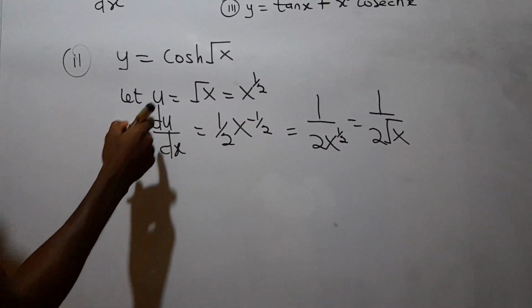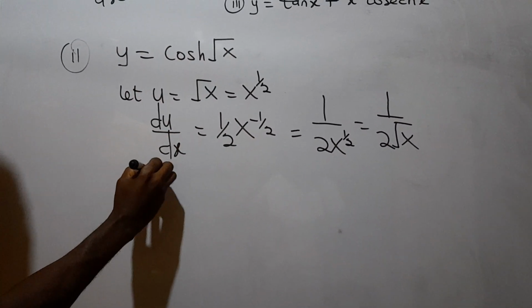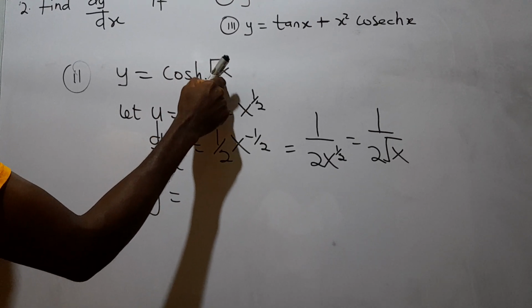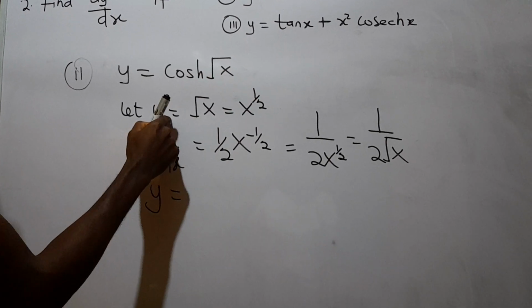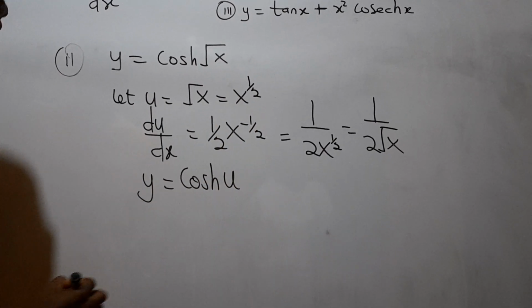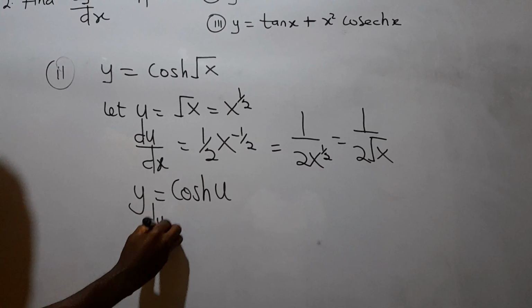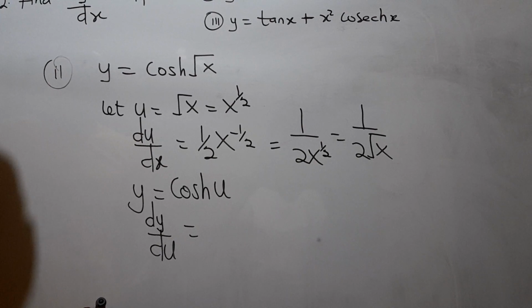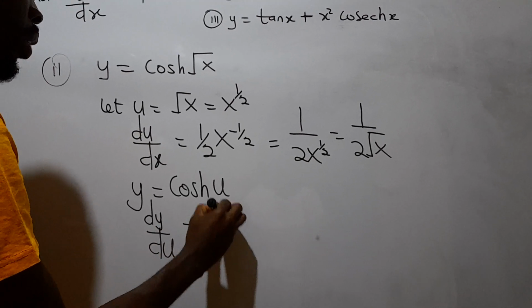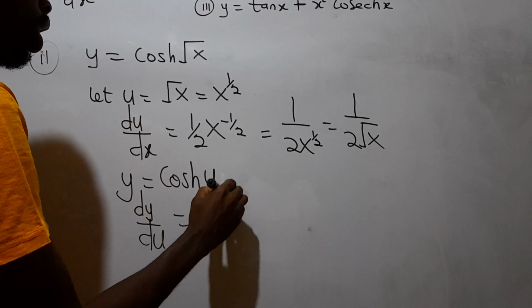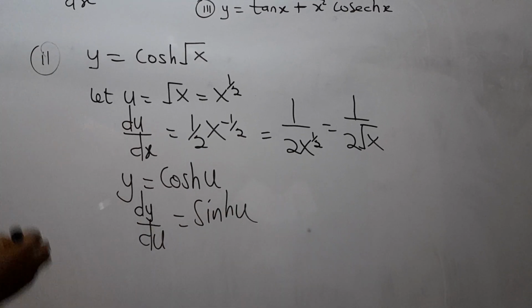So we can say that our y will be equal to, in place of root x, we substitute u. So we have cosh u. Then we find dy over du. Dy over du will be equal to, remember the differentiation of hyperbolic functions. The differentiation of cosh u is sinh u.